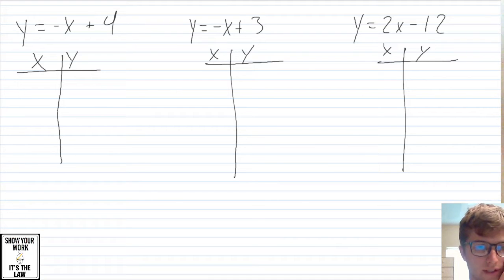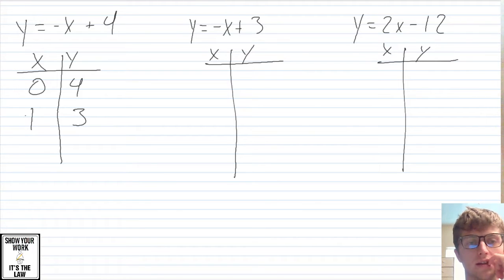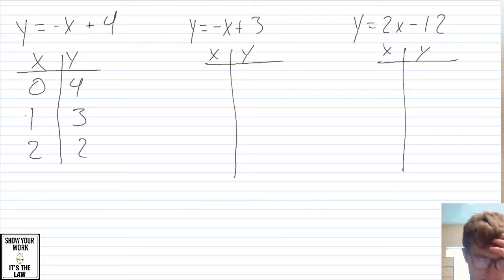If x equals 0, we got negative 0, which is just 0. 0 plus 4 is 4, so (0, 4). If x equals 1, negative x, replace that x with 1, we have negative 1. Negative 1 plus 4 gives us 3. And then, let's do 2 for this one. Negative 2 plus 4 gives us 2, so 2 gives us 2. That was a little confusing. (2, 2), and you can keep going, but they only ask for 3. So the 3 ordered pairs would be (0, 4), (1, 3), (2, 2).